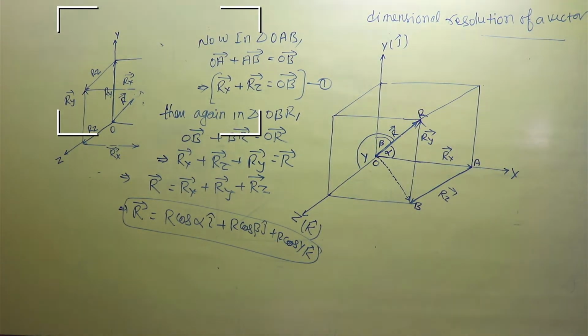And the direction is along the x-axis. Again R cos beta j and R cos gamma k. So we can resolve the vector into three parts.